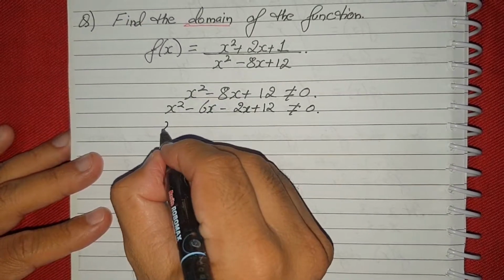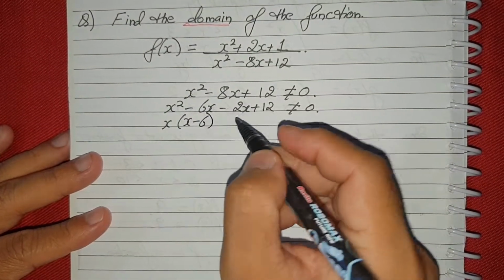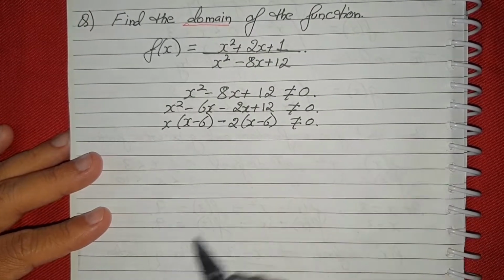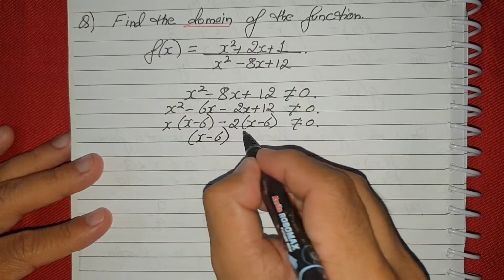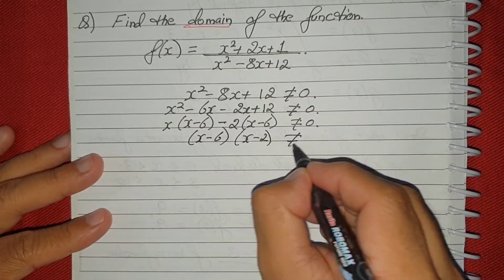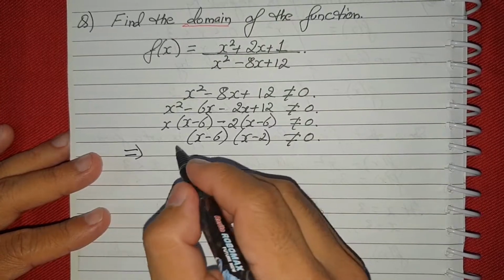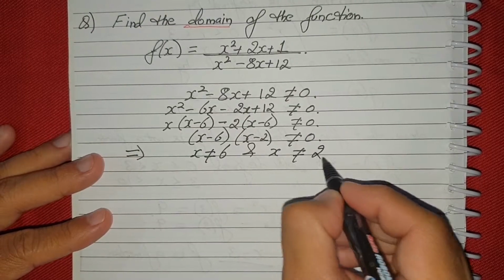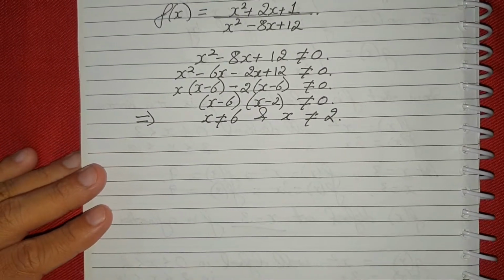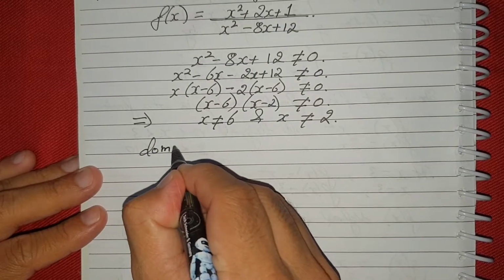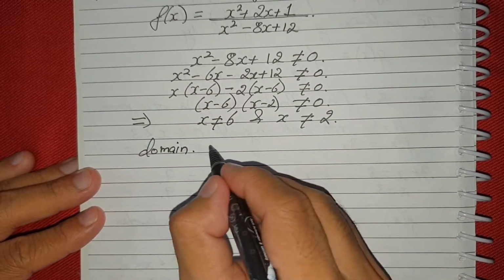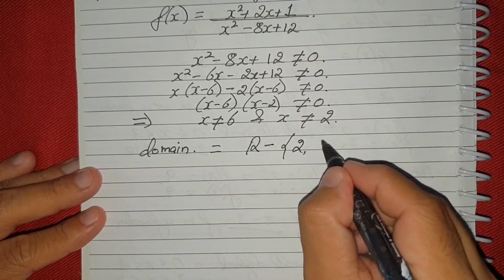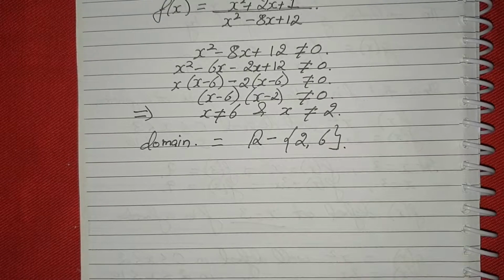Next step, take x common, x minus 6 minus 2 common, x minus 6 should not be equal to 0. So (x minus 6)(x minus 2) should not be equal to 0, which implies x should not be equal to 6 and x should not be equal to 2. So what is the domain of this thing? The domain will be R minus these two numbers, 2 and 6. So this is the domain.